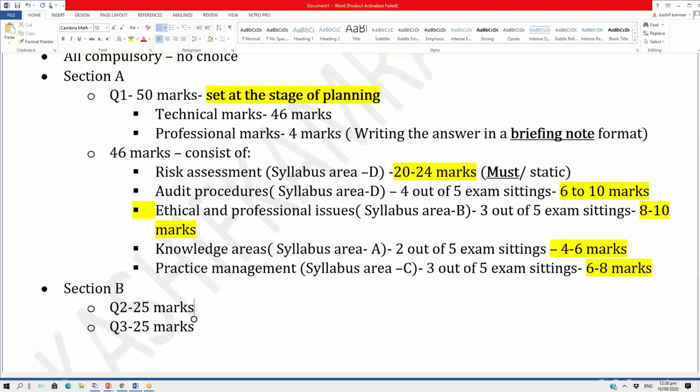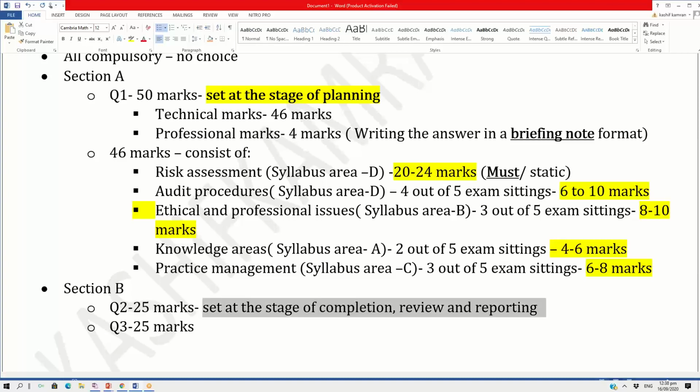Now the question number 2 of the paper is set at the stage of completion, review and reporting. It's set at the stage of completion, review and reporting. So that's the stage where the question number 2 is set at.